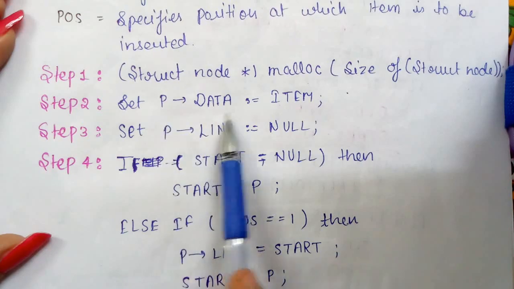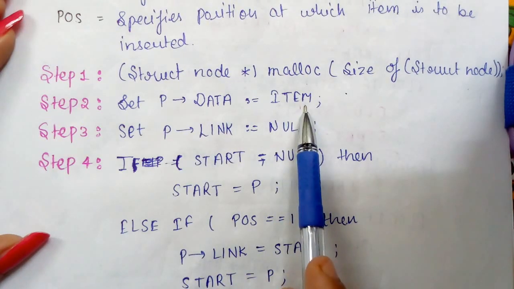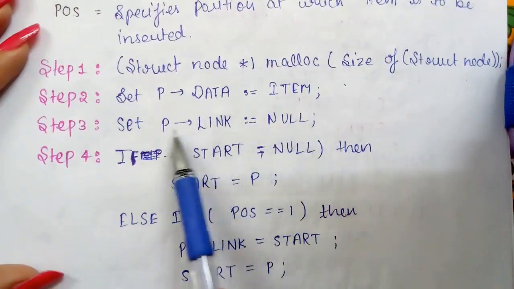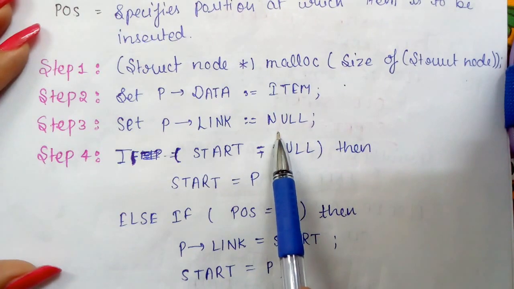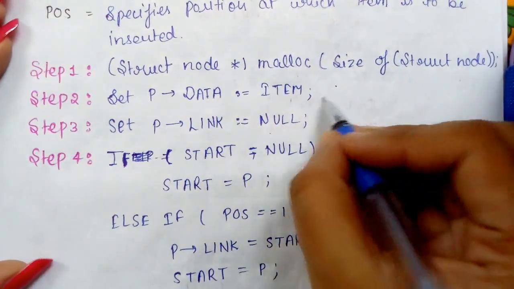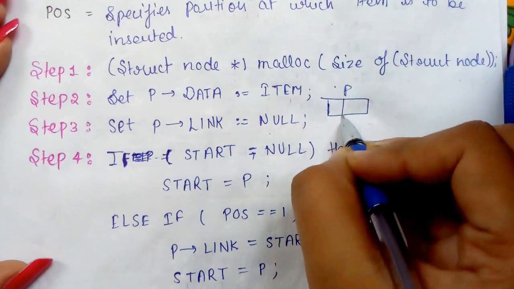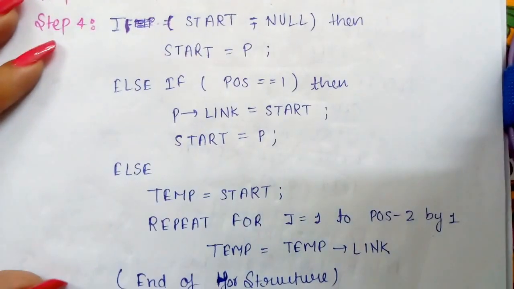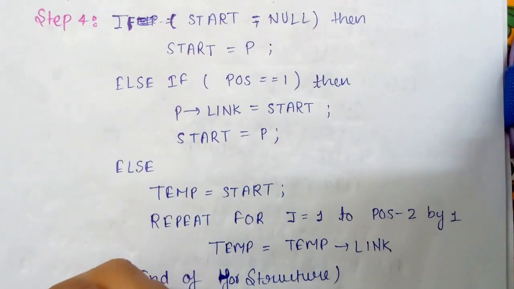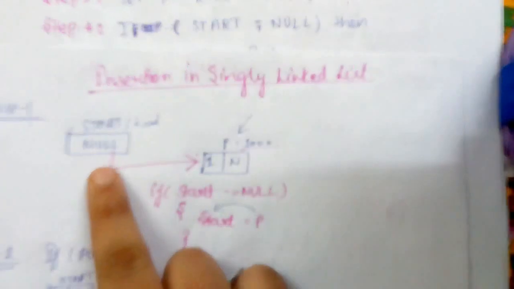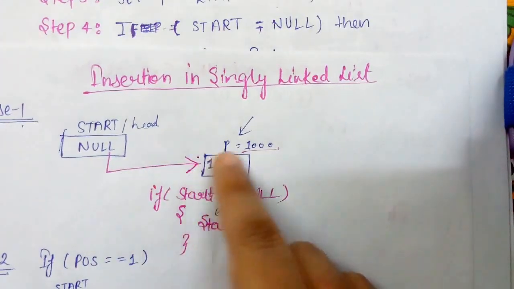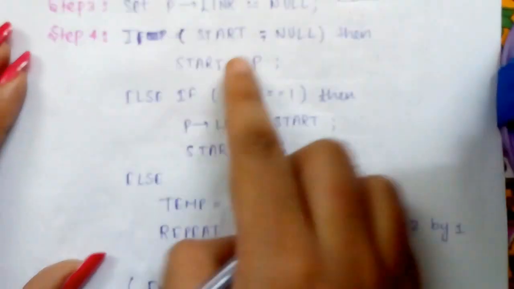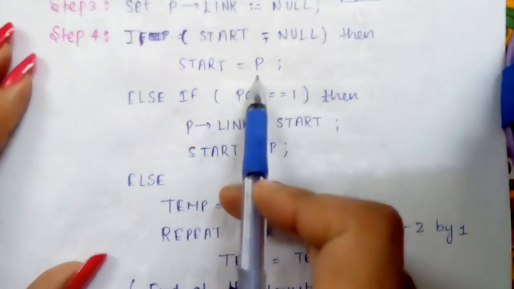Now in the P data we are placing the item. Item means some value, 1 2 3 4, some value you are taking, and in the P link part you are taking null. Means you have created this node P, in the P data you have placed some value, and in the P link you have put a null value. Now if start is equal to null, as I have told you in case 1, then P is the first node in the linked list, so you will make start point at P. So if start is equal to null, then start will be P.